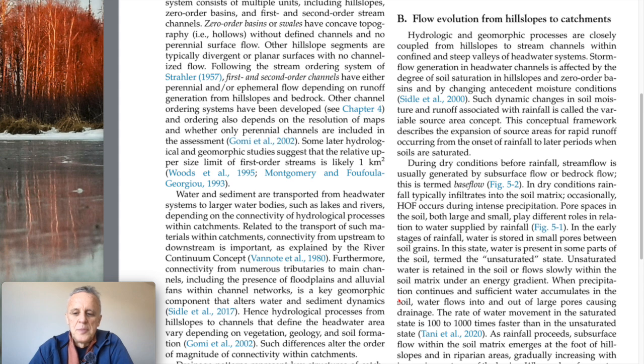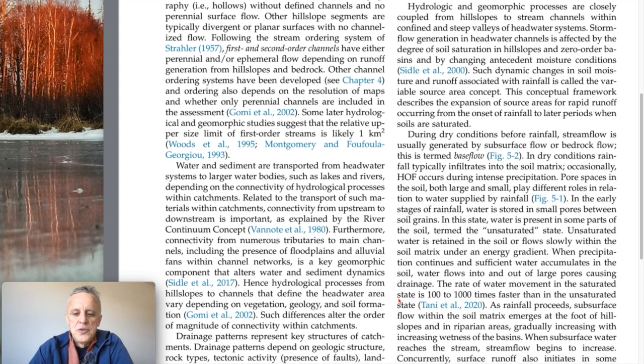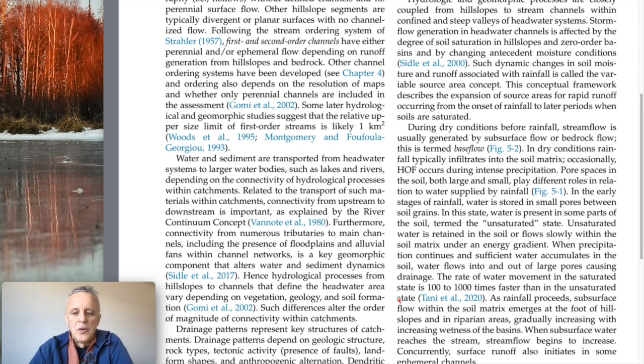During dry conditions before rainfall, stream flow is usually generated by subsurface flow or bedrock flow. This is termed base flow. In dry conditions, rainfall typically infiltrates into the soil matrix. Occasionally, Hortonian overland flow (HOF) occurs during intense precipitation. Pore spaces in the soil, both large and small, play different roles in relation to water supplied by rainfall.